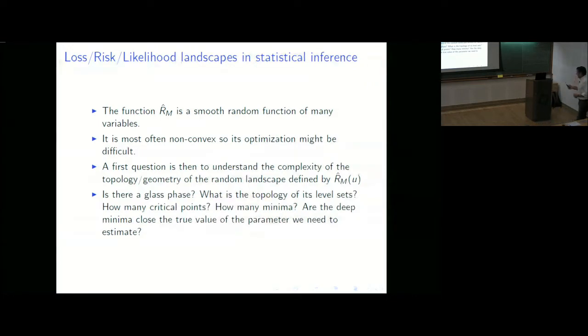Okay, so you ask how many minima, how many critical points of all sorts of indices. And then the real question, of course, is also: are the deep minima, even if you have many of them, close to the true value of the parameter we need to estimate? It could be that you can optimize this thing well and find an optimum which is deep, so the value is close to the minimum, but the place where the minimum is achieved is very far from the parameter you want to get.